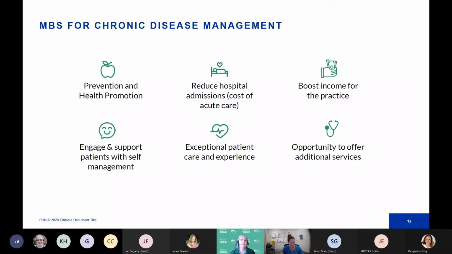So we'll move across now to chronic disease management. Chronic disease management in your practice gives you preventative care and health promotion. It does reduce hospital admissions. It boosts income to your practice, because your practice is a business, so you do need to consider that. And it does give exceptional patient care and experience.